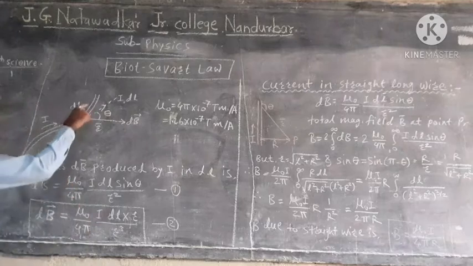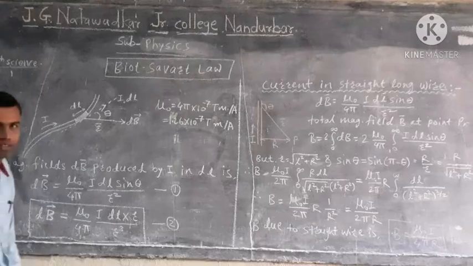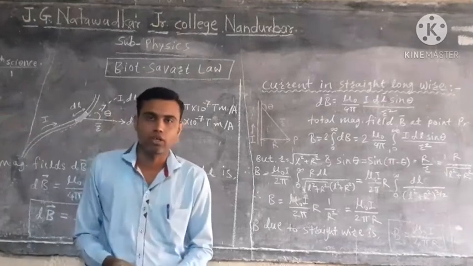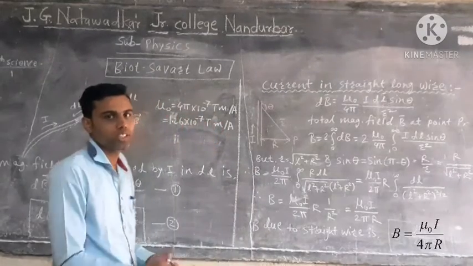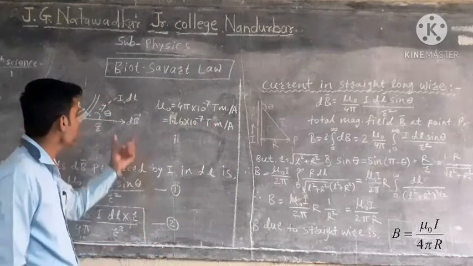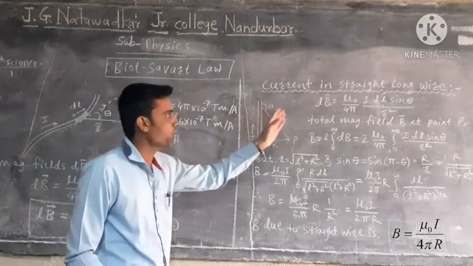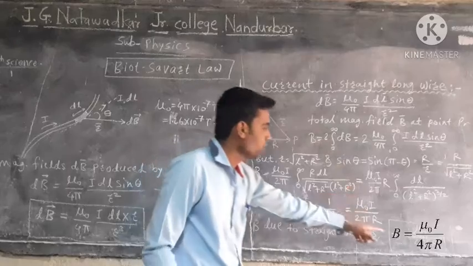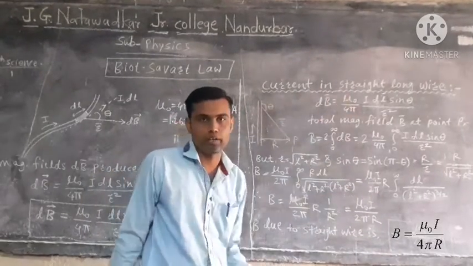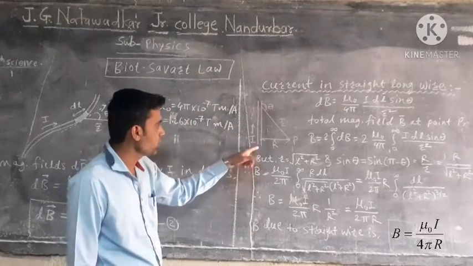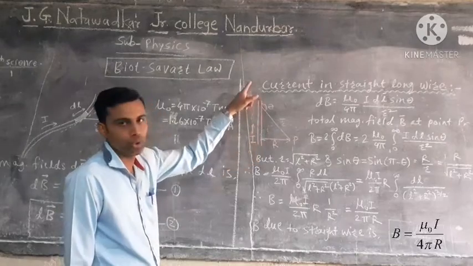For example, in this wire, the distribution of current can be taken as infinitesimal lengths, so we can use Biot-Savart law to calculate the magnetic fields. Now we use Biot-Savart law to find the magnetic field for a current flowing in a straight long wire. Here we have one diagram. This is the wire through which current I is flowing.